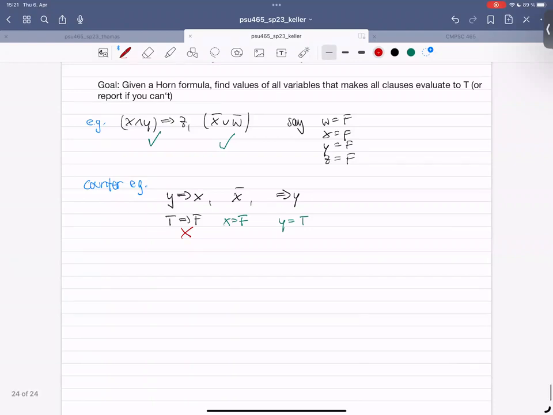In the first example, it says what? That X and Y imply Z. Like, I think you don't say Z in the US, right? You say Z. Yeah, so the left-hand side evaluates to false, so that's why you don't care about the right-hand side.